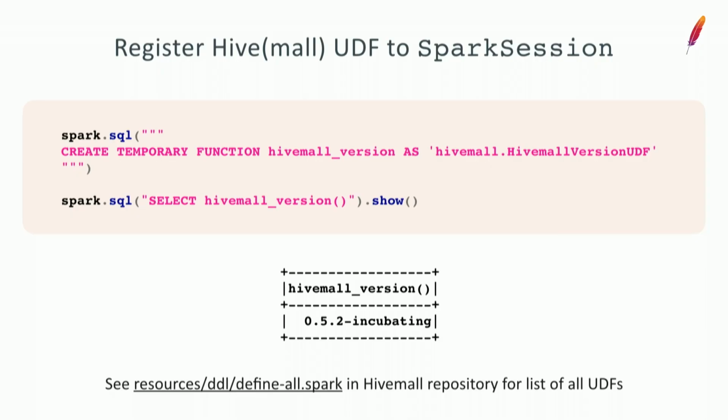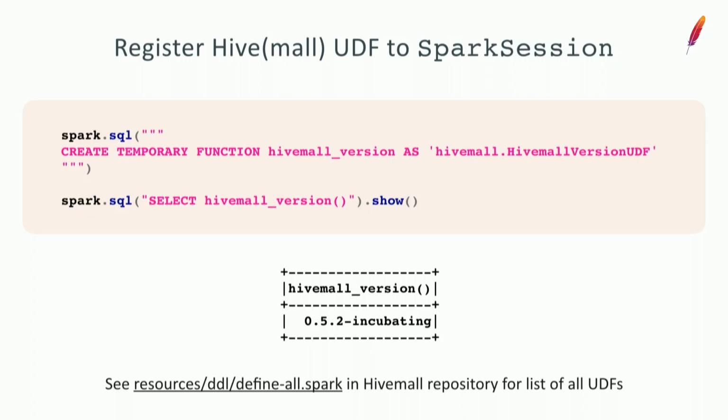And like I said, Hivemall is basically a collection of user-defined functions. So you need to load the user-defined functions into your Spark or PySpark environment somehow. To do that, the only thing you have to do is issue a single query, spark.sql, create temporary function. For example, we have a function called hivemall_version, which just returns the current version of Hivemall.